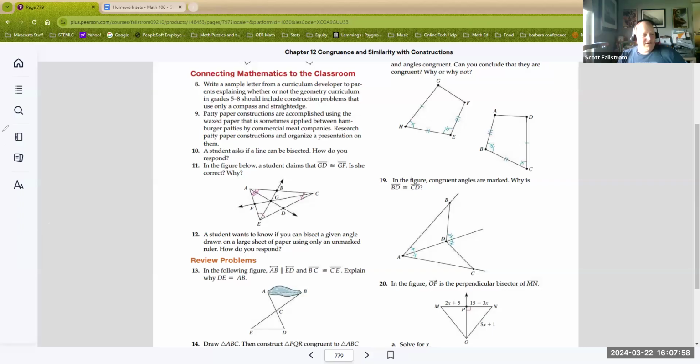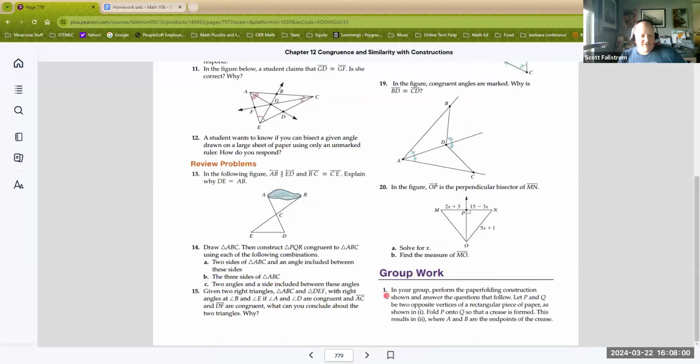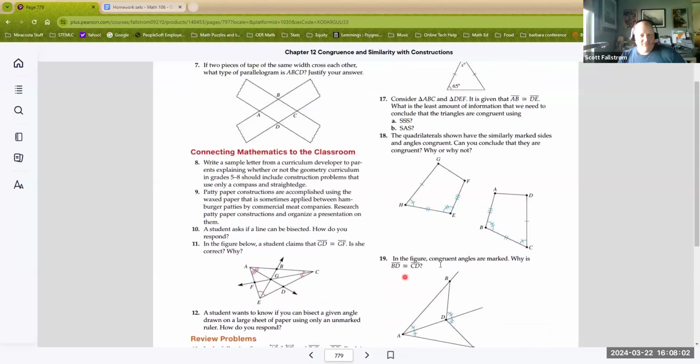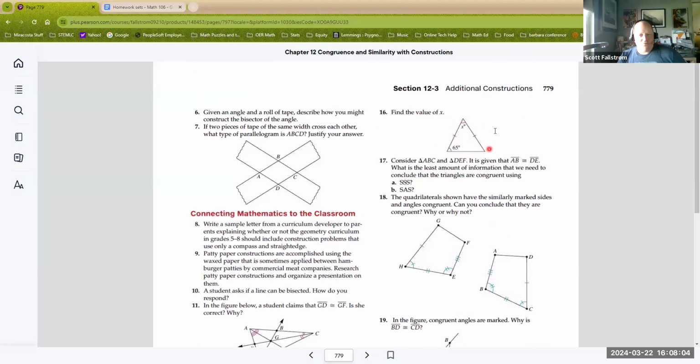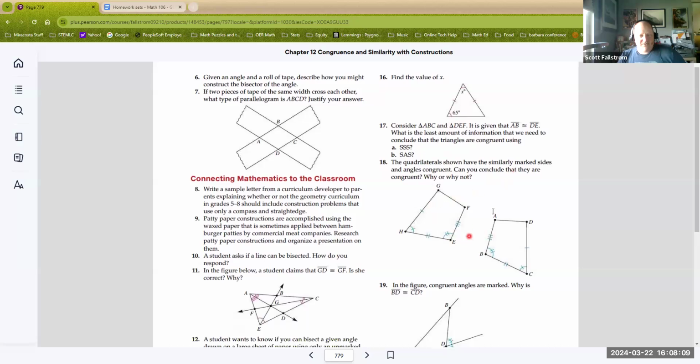Right. And let's take a look. Anything else that I might do? Oh, look at this, quadrilaterals. Can you conclude they are congruent? So let's hear side, angle, side, angle, side. Oh, gotta love that. So yeah, anyway, there you go.